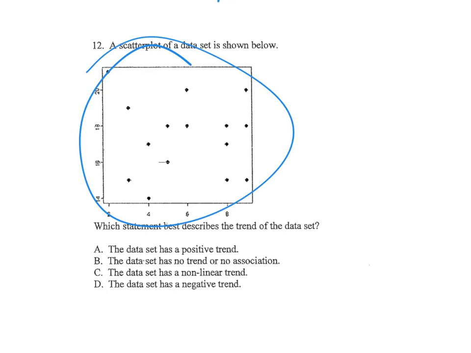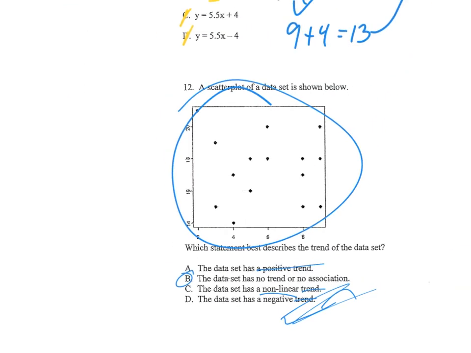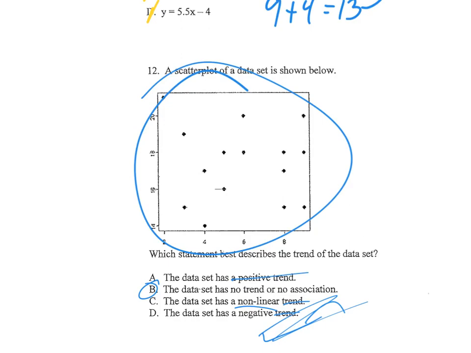There's no relationship there. So, data has a positive trend? Nope, there's no trend at all. The data set has no trend or no association. That is absolutely what we're talking about. These others suggest that there's some kind of trend, even a non-linear trend, meaning that it makes some kind of arc or some kind of check or something. That just indicates that there's a trend. It's not even non-linear. There's no trend whatsoever on this graph.